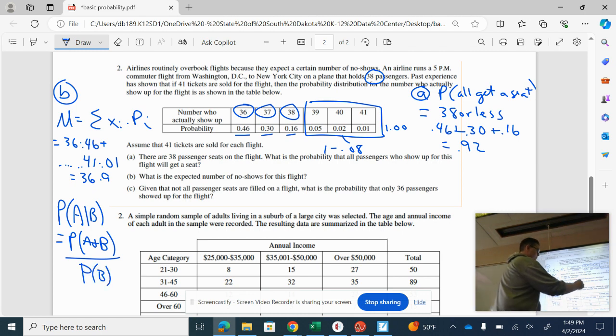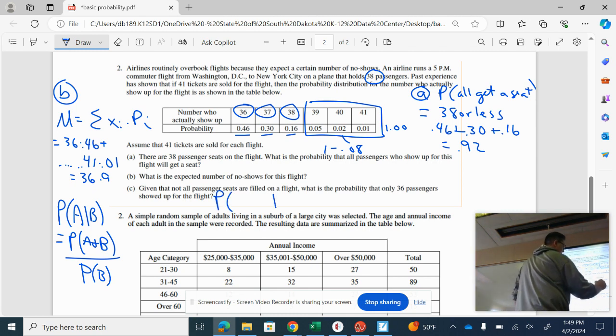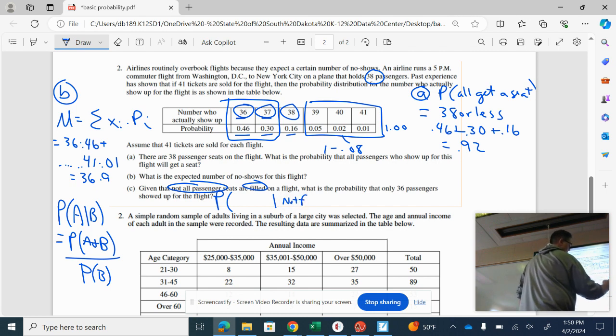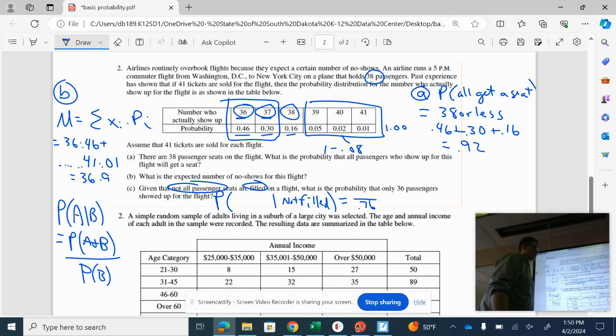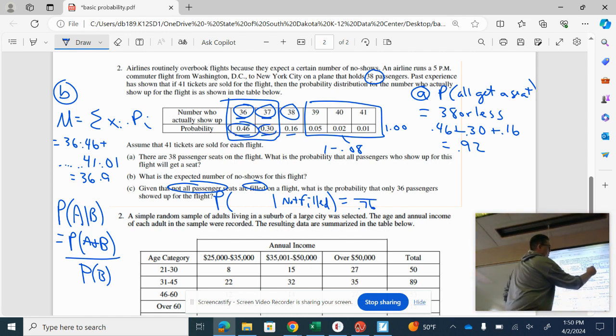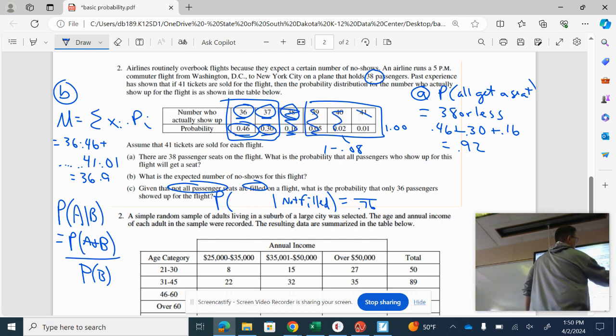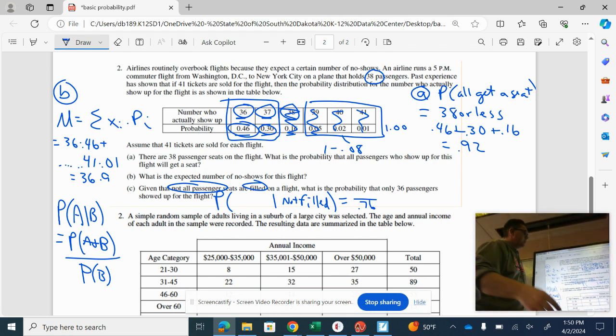Okay, so this one, it's given that not all are filled. That would indicate that either 36 or 37 have showed up. So our bottom probability is 76% because we are either here or here, not all filled. But if 38 show up, it can't be 38, it can't be 39, it can't be 40, it can't be 41, because all the seats would be filled. So it's given they're not.